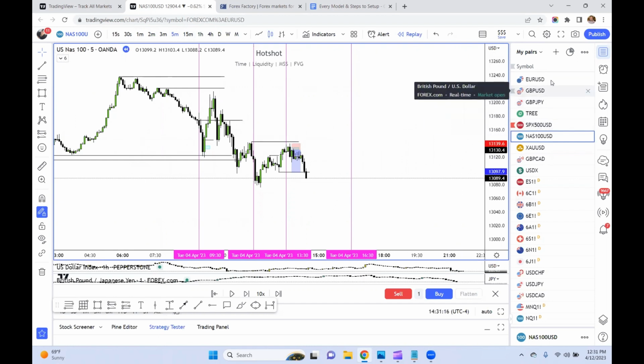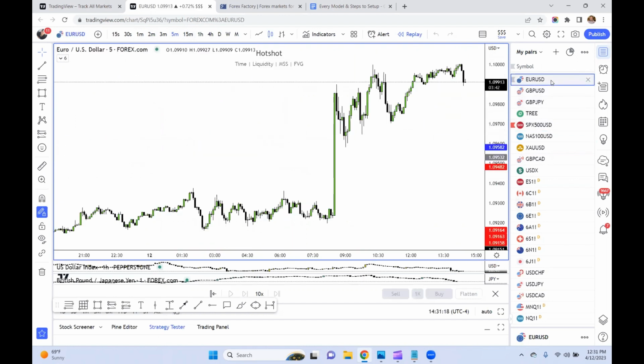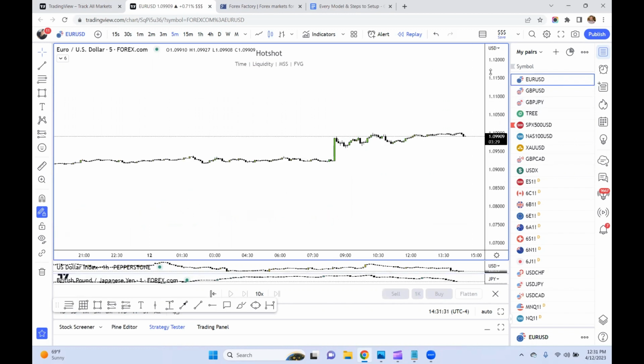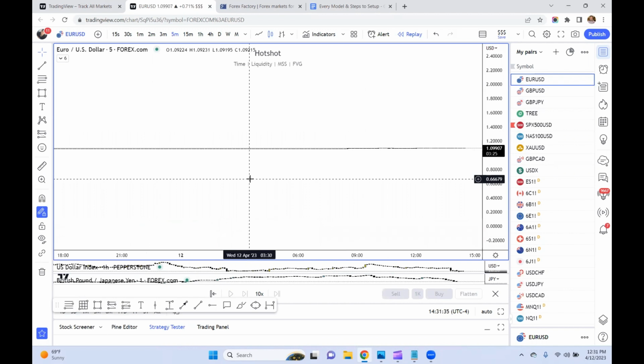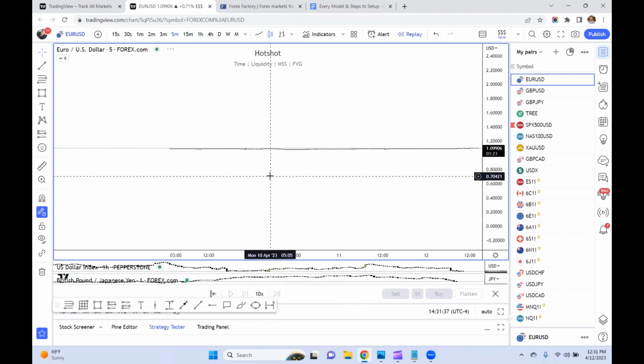Now for Forex, you can do it on many different asset classes. I like to use Euro USD. I think Euro USD, GBP USD, GBP JPY, those ones are really great, especially for London session, the London Killzone. But I'm going to use Euro USD for this example. So we're going to go back. Euro USD, we're going to study the London Killzone first, and then we'll study the New York Killzone.